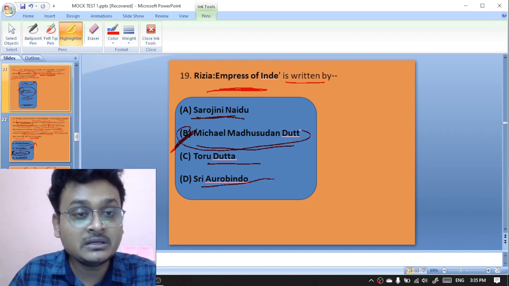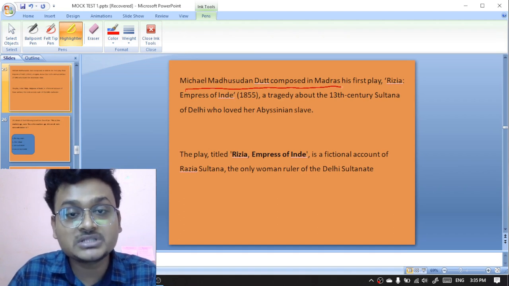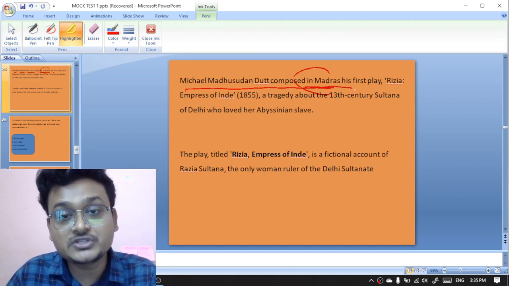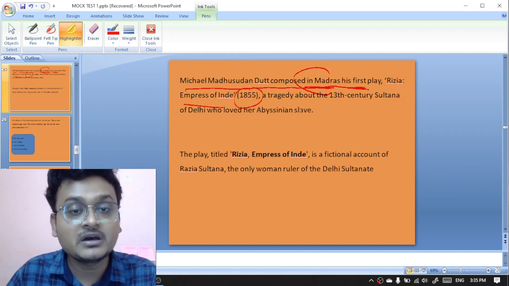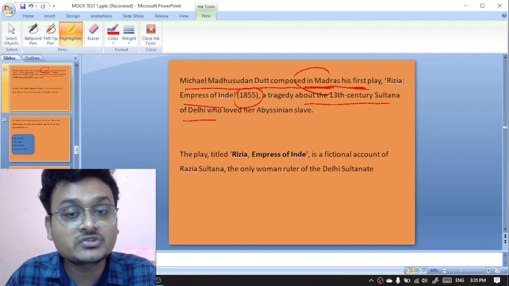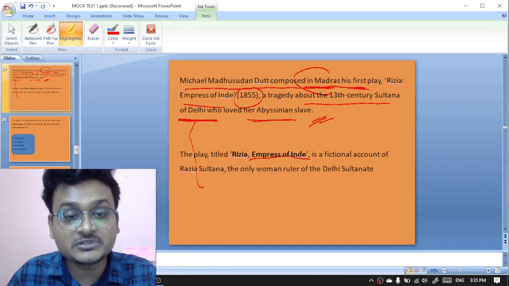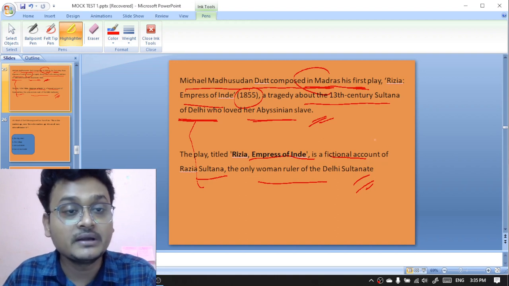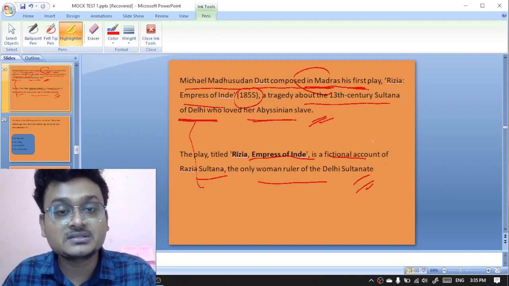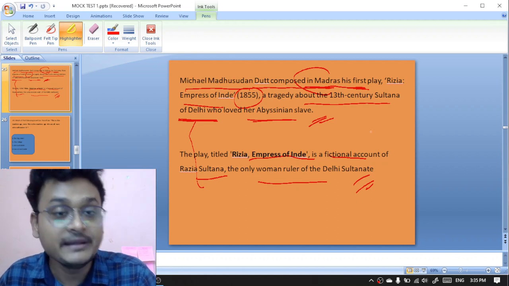Michael Madhusudan Dutt has written Rizia, Empress of India, which is a tragedy actually. He composed it in Madras as his first play, Rizia, Empress of India, in 1855, a tragedy about a 13th century Sultana of Delhi who loved her Abyssinian slave. The play is a fictional account of Razia Sultana, the only woman ruler of the Delhi Sultanate. So this is a tragedy written by Michael Madhusudan Dutt, published in the year 1855.